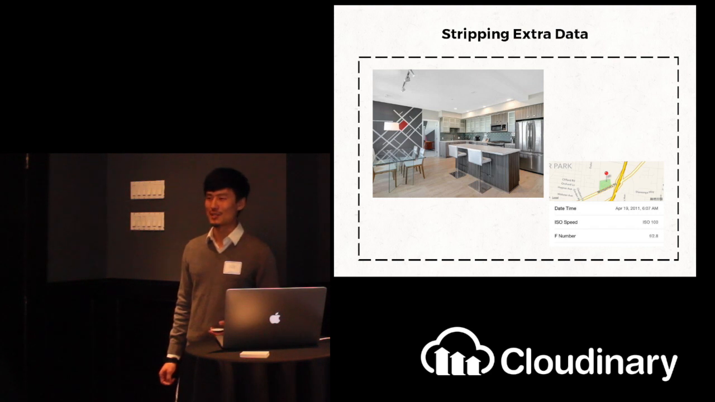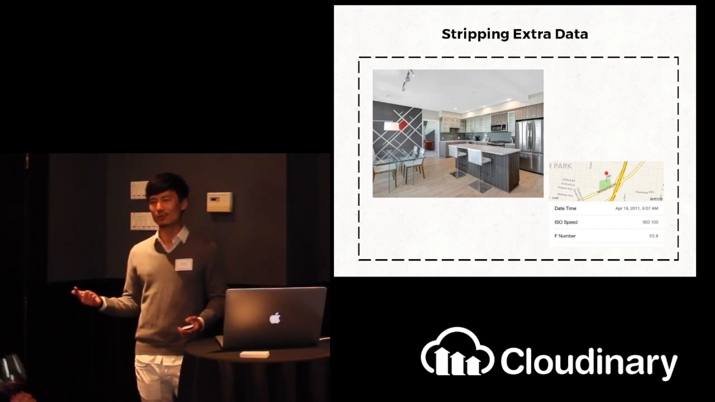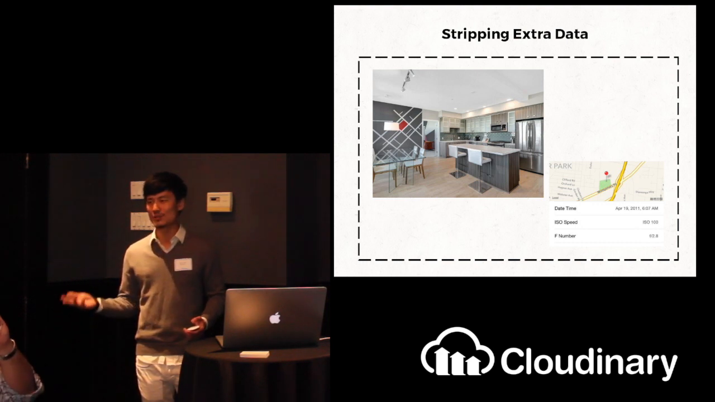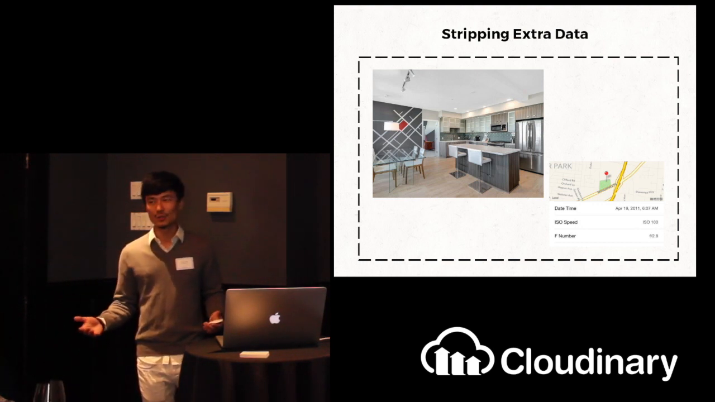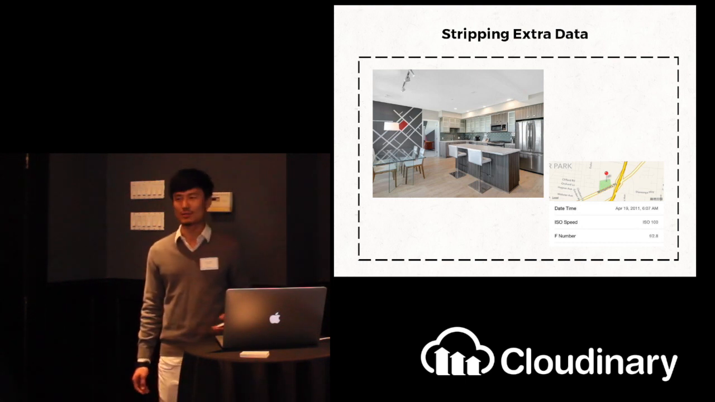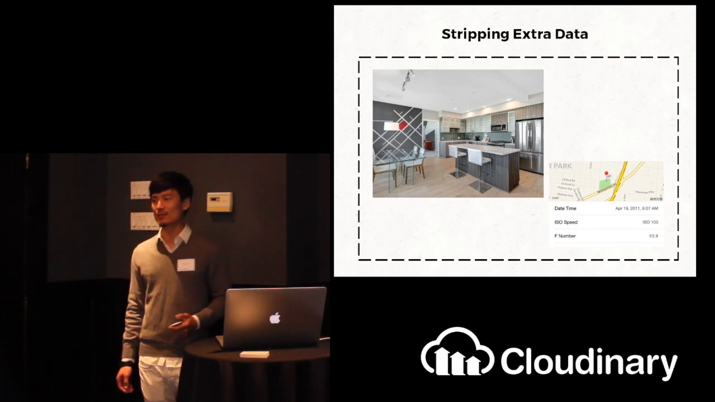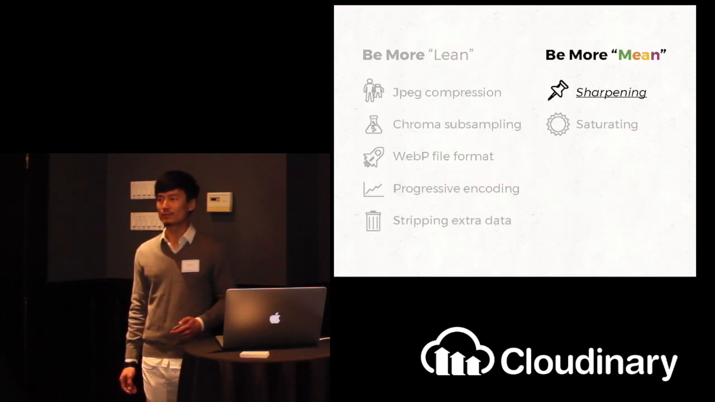Images often carry around such information, such as where was it taken, when, what was the ISO setting, shutter speed, aperture, things you would care about as a photographer, but otherwise non-essential to the rendering of the image. We can strip them, and this often saves a few percentages.